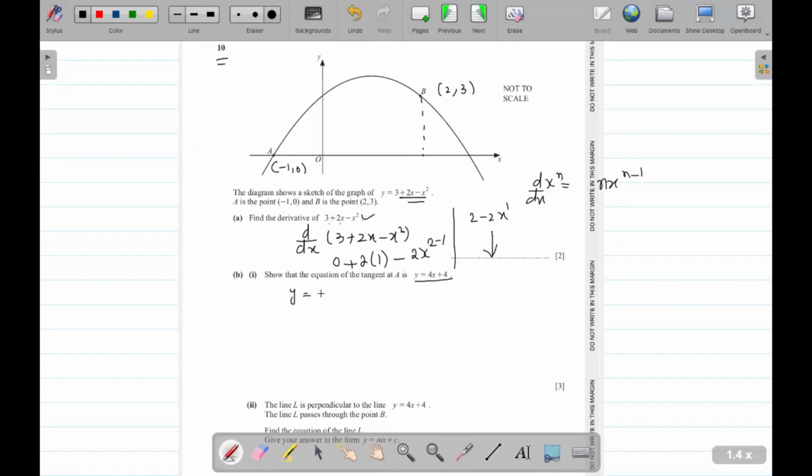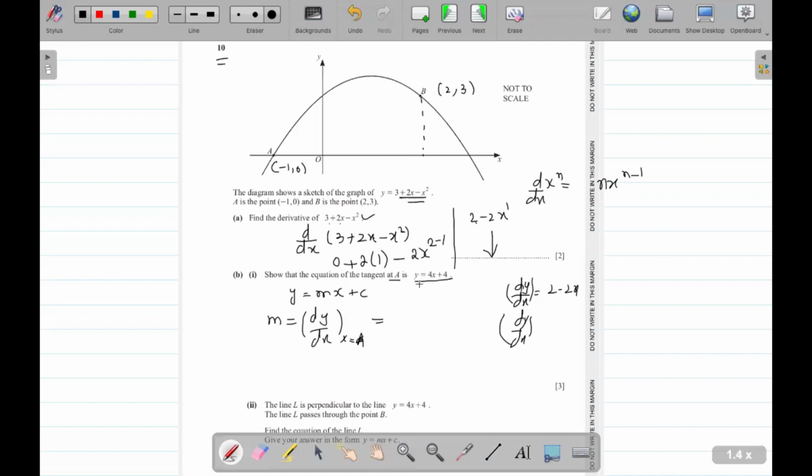Next, show that the equation of the tangent at A is y equals 4x plus 4. The equation of a tangent line will be y equals mx plus c. Here m is the gradient of the tangent line. The gradient of the tangent line at point A is dy over dx at x equals a. And you know dy over dx is given as 2 minus 2x. Therefore, we can write dy over dx equals 2 minus 2x, and the value of dy over dx at x equals a.